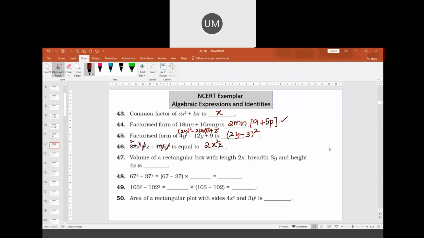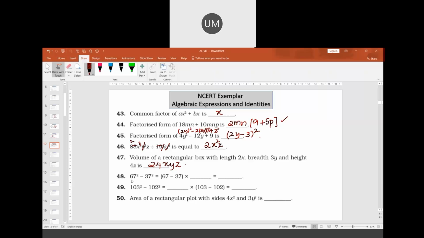Question 47. Volume is length into breadth into height. We need to multiply each one of them: 2x into 3y into 4z. 24xyz. Very good. 24 x, y, z.